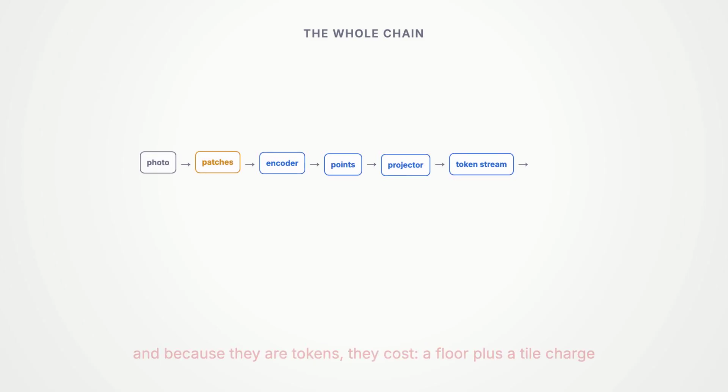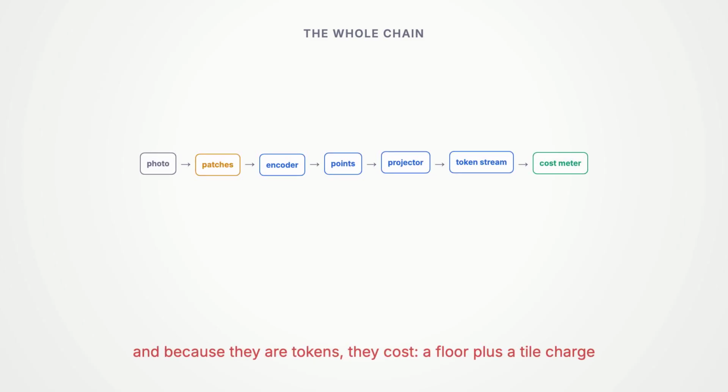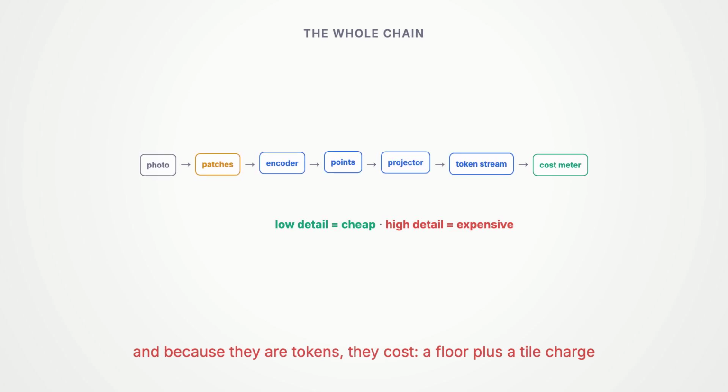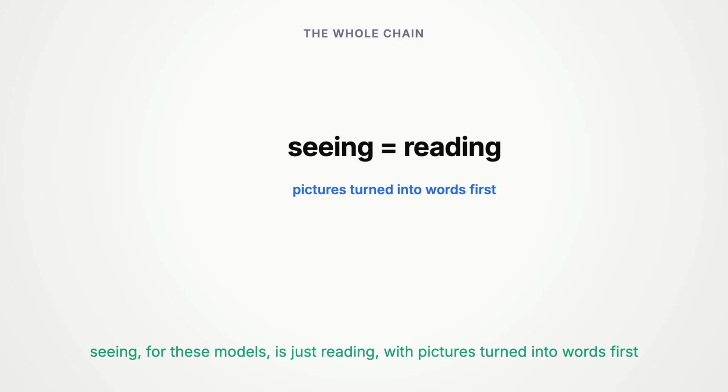And because they are tokens, they cost. A floor plus a tile charge, the same image cheap at low detail and expensive at high, eating real money and real space in your context window, unless the model keeps the image off to the side with cross-attention. The senses were never a separate organ. Seeing for these models is just reading with pictures turned into words first.